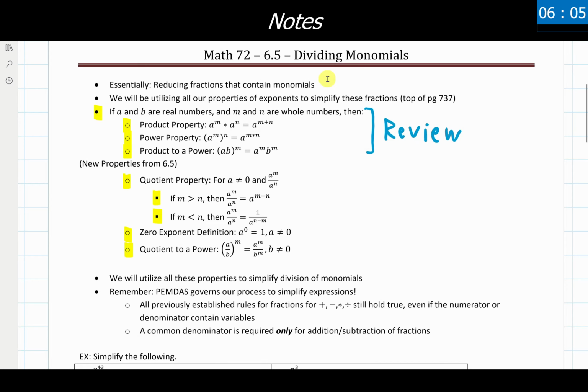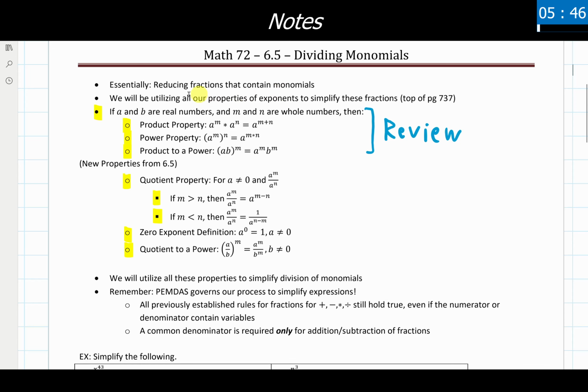In this video, we are going to take a look at dividing monomials together and some of the properties that go along with that. Big thing to remember with this entire section is that we are essentially just reducing fractions that contain monomials and variables now within them.